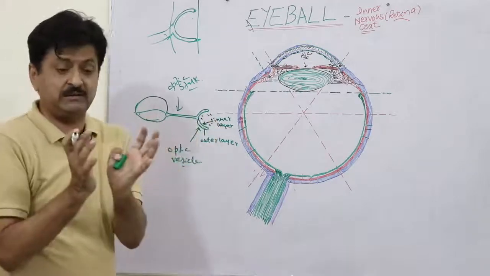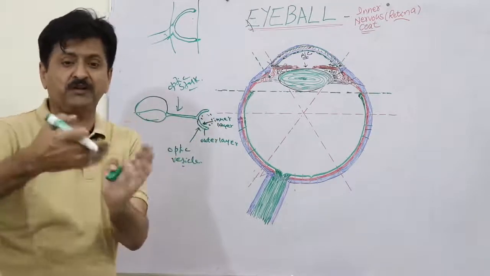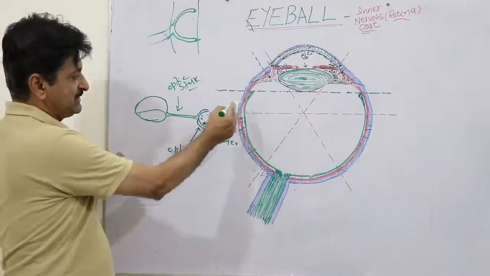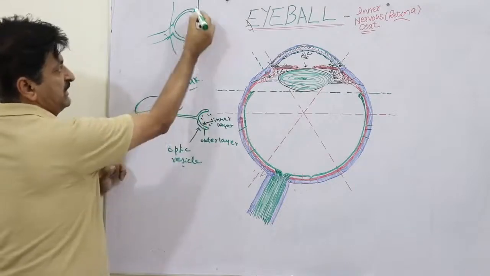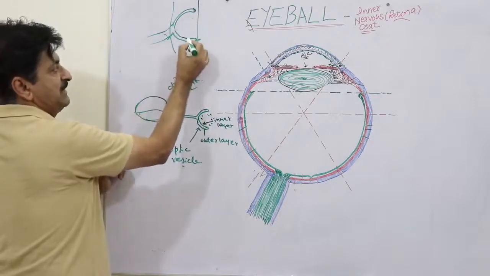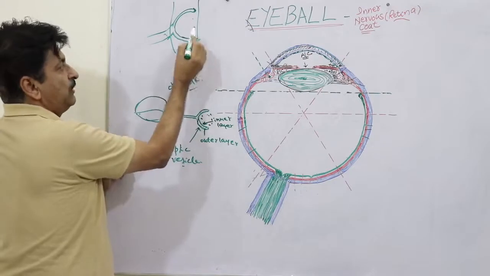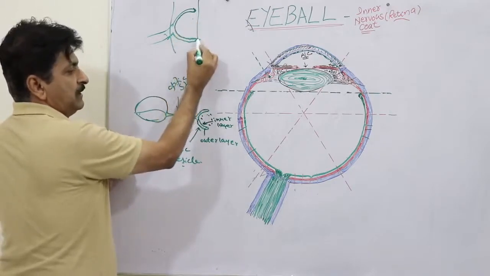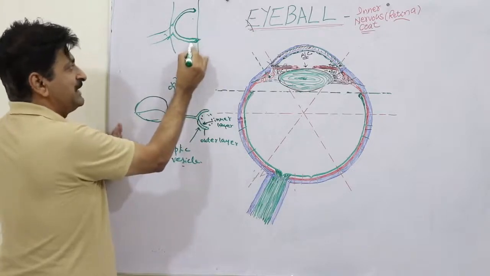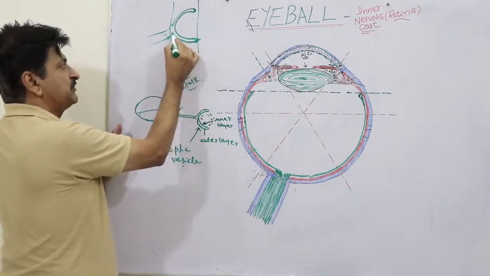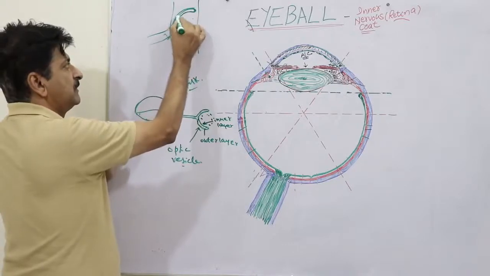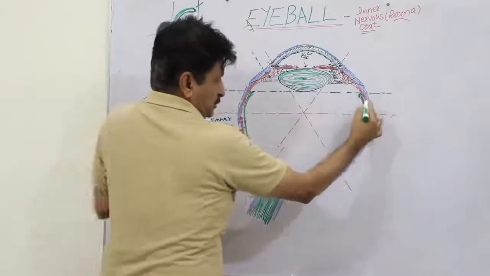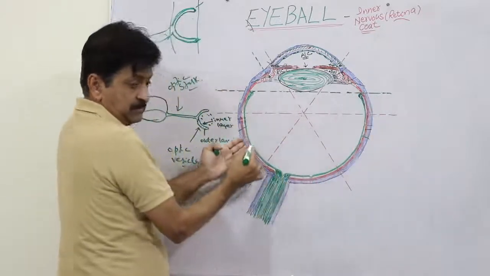But there is a cup-like space present here, in the vacuum in front of the cup. And where the bending takes place, like here, is where the photosensitive sensory layer becomes continuous with the non-photosensitive layer. This area is called the ora serrata. So I am showing you a double layer.